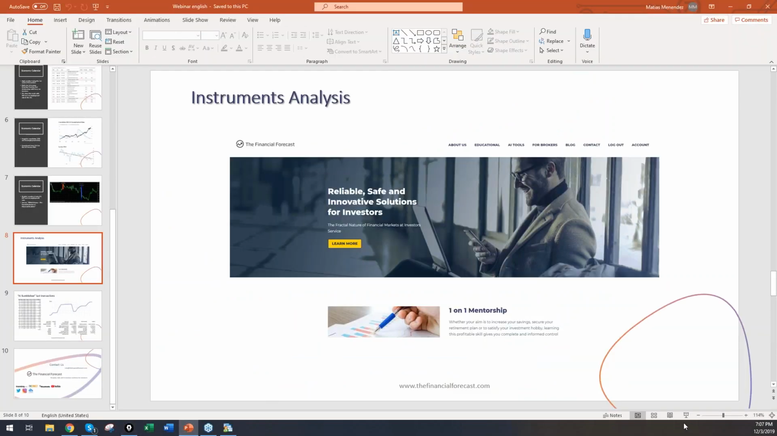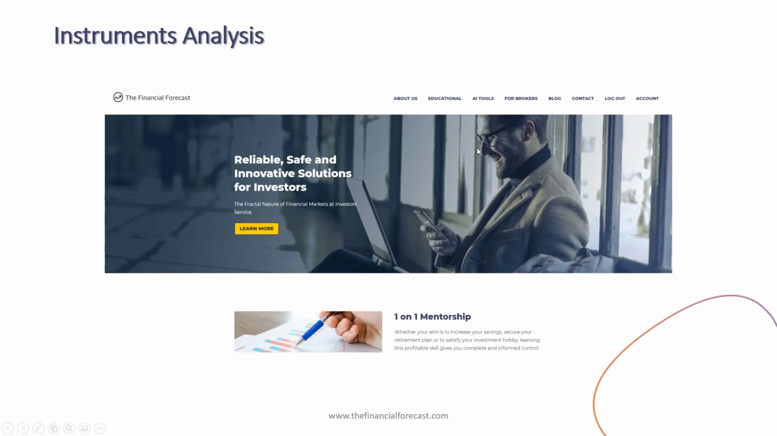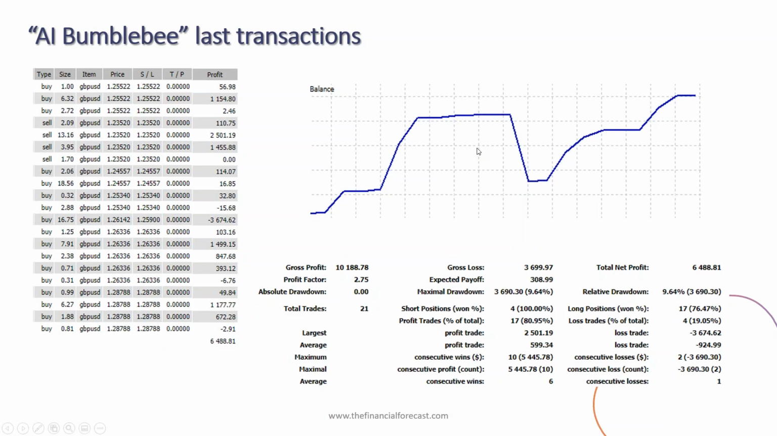Let's go back to the line. Okay, this slide. Okay, Bumblebee.